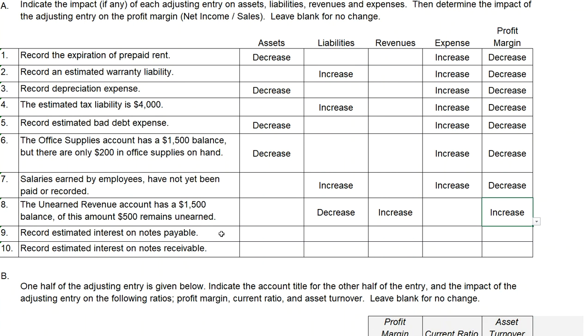Record the estimated interest on notes payable. Payable means we have a liability. So we owe interest. We're going to record interest expense and some sort of liability, interest payable. As expenses go up, our profit margin decreases. Recording interest on notes receivable. This is an asset, so we're earning interest revenue. At year end, if we haven't recorded or received that interest revenue, we're going to record an increase in revenues because we earned the revenue during the most recent year, and we're going to have some sort of receivable or asset, and that of course will increase our profit margin.